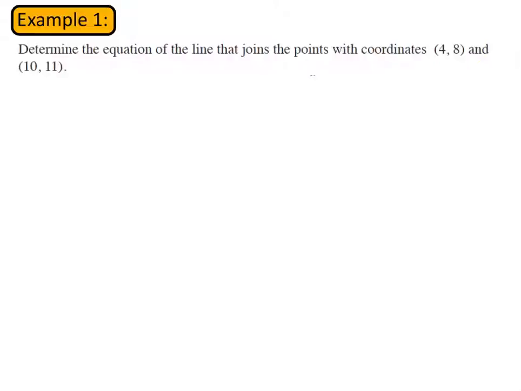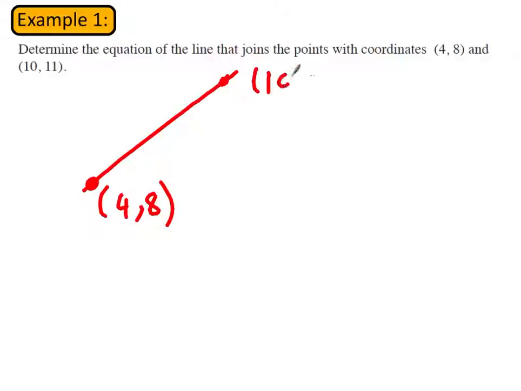So the first thing I would do to help us is to draw a diagram. We know it's going to be a straight line we're looking for here, and let's imagine that this point here is 4, 8. And 10, 11 would be across to the right and up, so it would be something like this. 10, 11 would be there. Now, we need to know the gradient of a line. That's really, really important, okay?